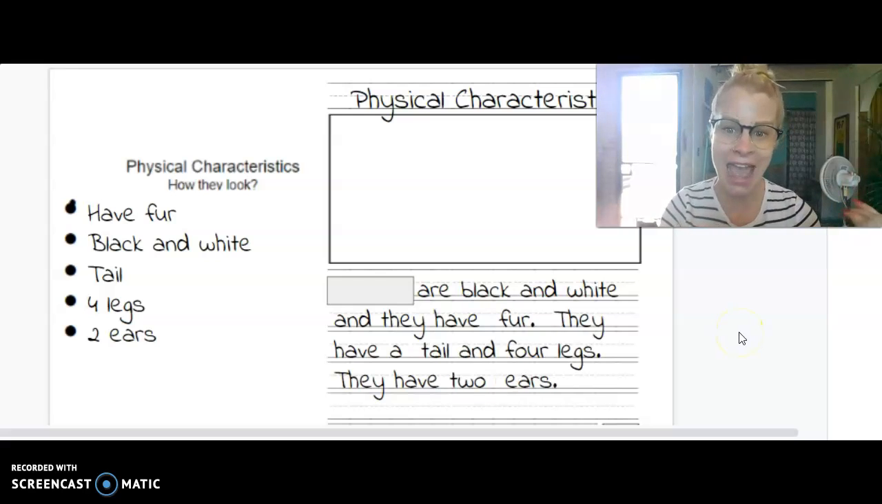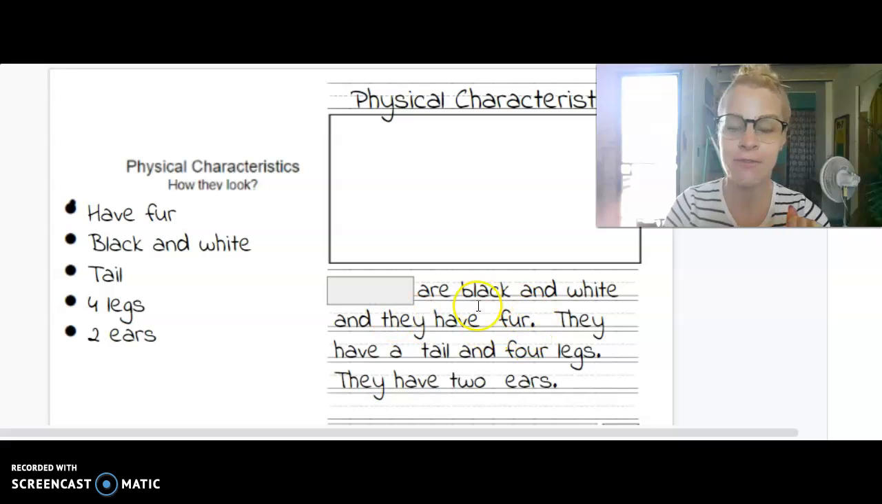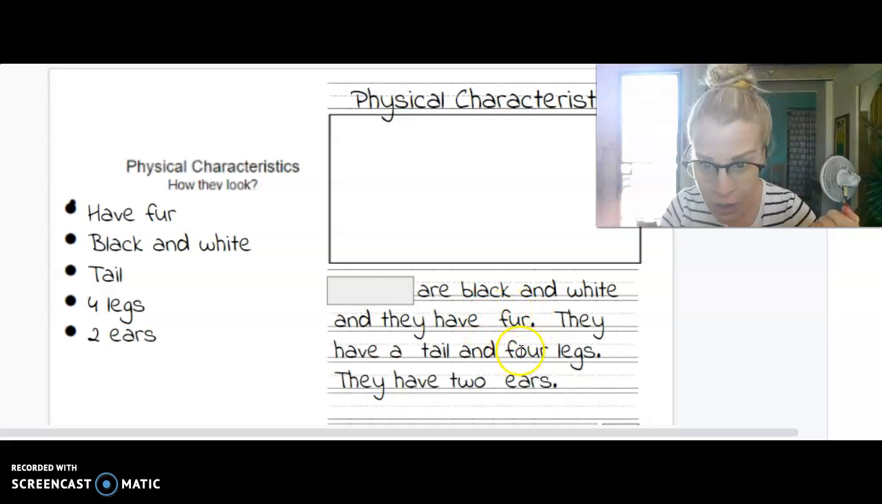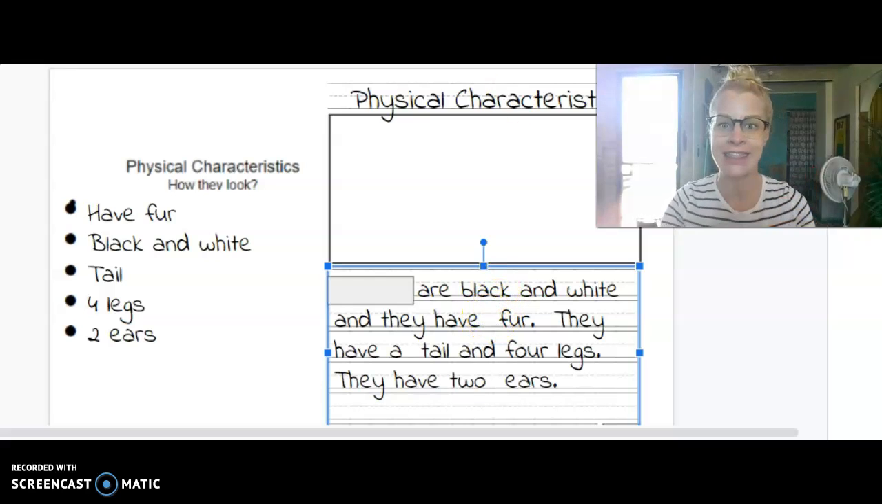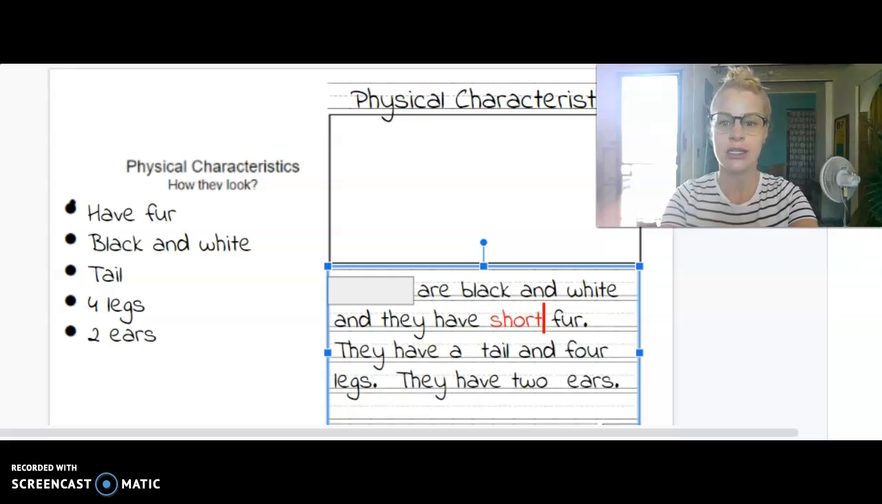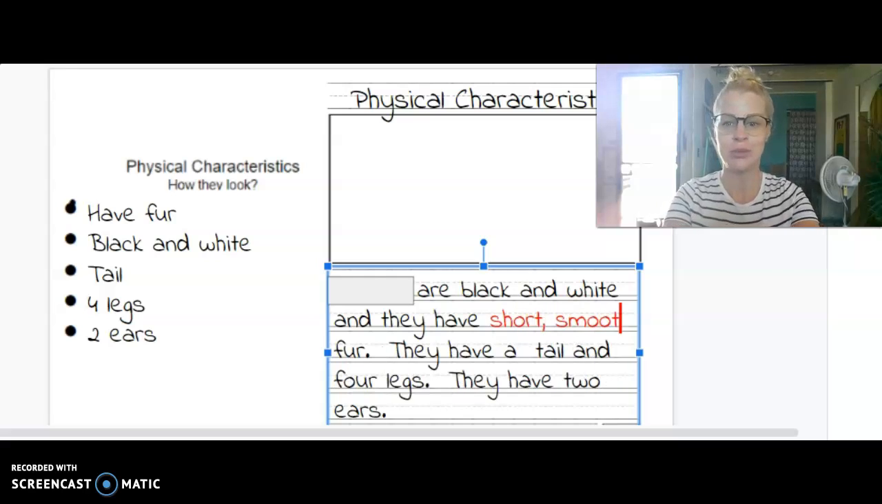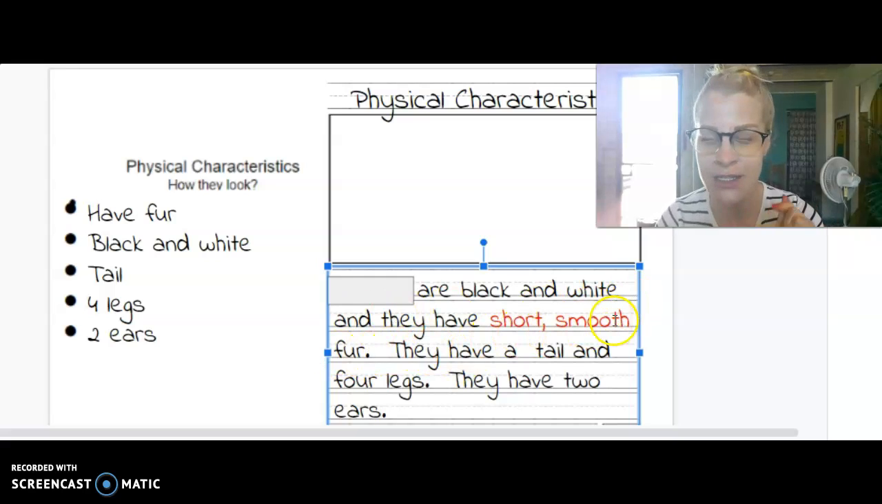The way that we do that is by adding adjectives. So fur is a great fancy topic word about animals, but so many animals have fur, and it's not always the same. I'm going to add an adjective to describe the fur of my animal. And if I'm describing the word fur, then the adjective to describe it goes in front of it. So I'm going to put it right there. And I'm going to add the adjective short. I'm going to add 2, smooth fur. Okay. So, are black and white, and they have short, smooth fur. Do you have any guesses now?